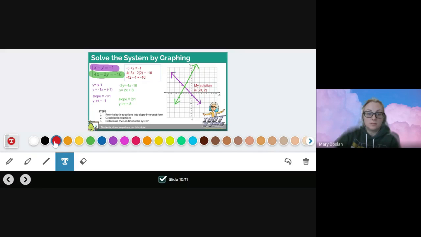So it checks out. And so you can do this just to show that you checked your work. And they work out for both of them. So that is your solution, -3, 2.